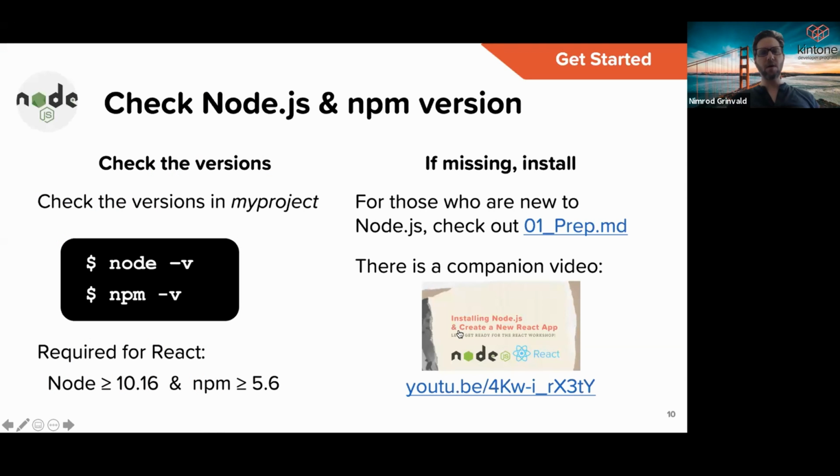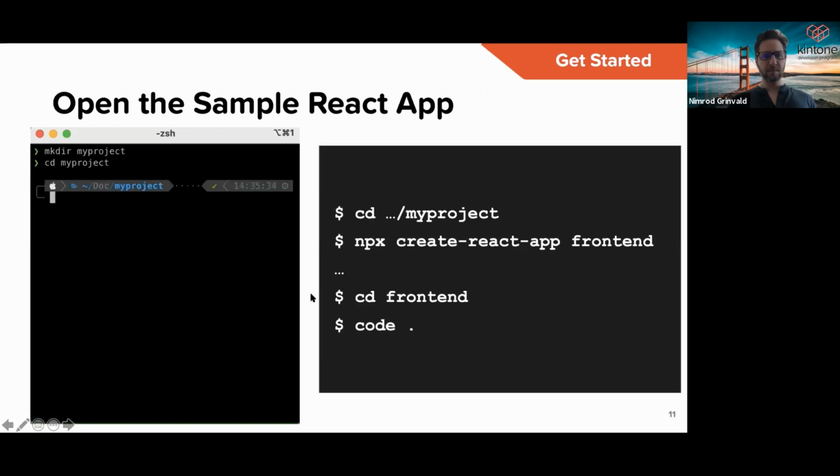So if you haven't done so already, check your versions of Node and NPM. You can type the following commands to do it. And then if you are missing either of those, you can go ahead and follow the link over here to install those versions of Node and NPM.